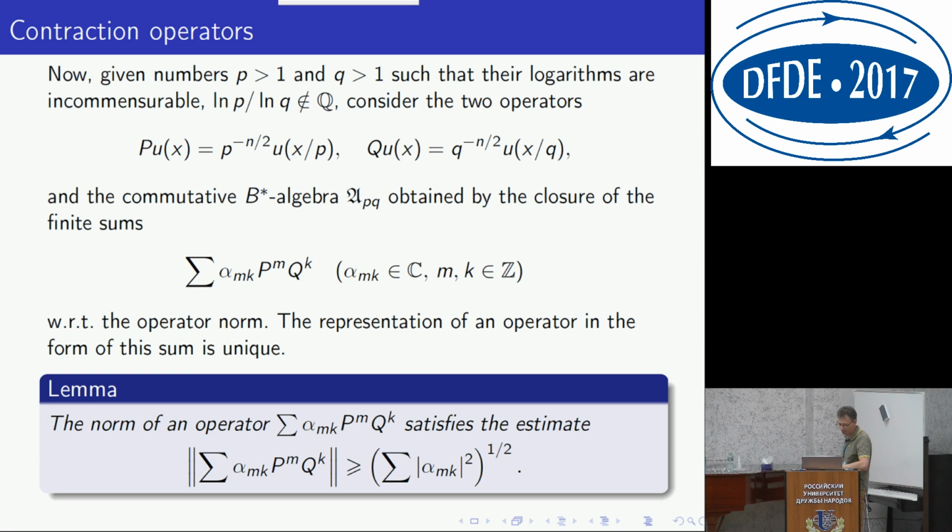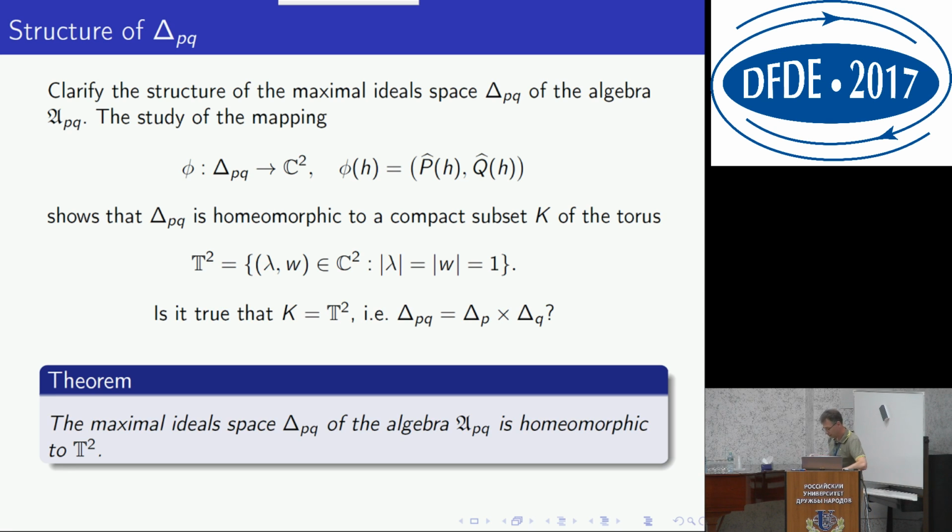I can simply put it like this: incommensurability means this estimate. This is the principal lemma. It's not hard to prove at all, but it looks very natural. We estimate the operator norm from below by the square root of the sum of squares of the moduli of these coefficients. It's because these parameters are incommensurable. And this lemma helps us study the structure of the maximal ideal space.